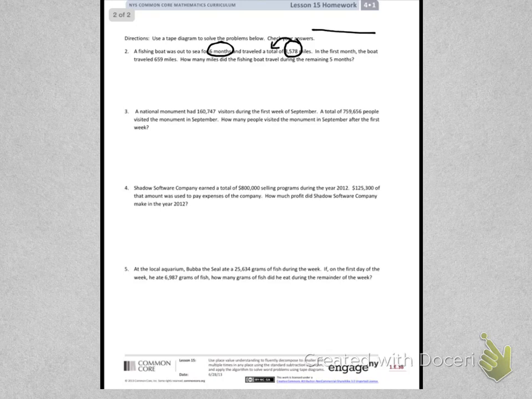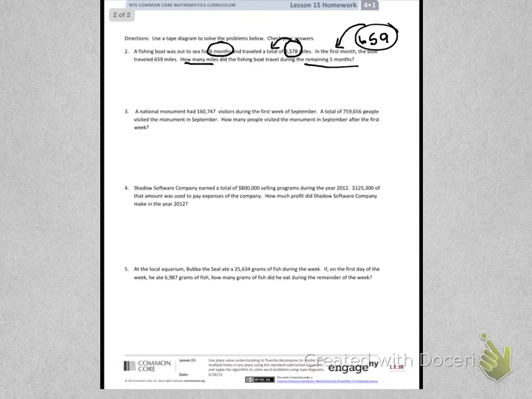In the first month, the boat traveled 659 miles. Just because it's hard to make an arrow all the way up there, I'm going to put 659 up here, and I'm going to circle it as the first month. And then it asks us how many miles did the fishing boat travel during the remaining 5 months. So we have 6 months total. We know what we did the first month, and we don't know what we did the remaining 5 months.